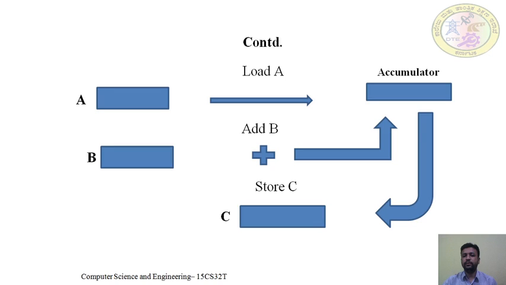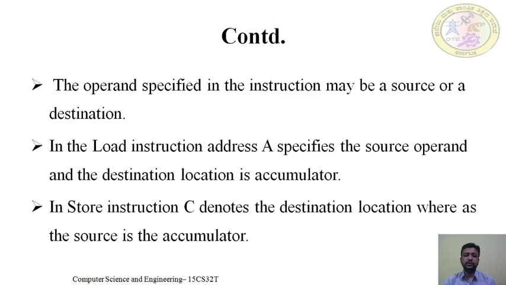In store C instruction, C denotes the destination location, whereas the source is the accumulator. In store C, so it is only one operand.